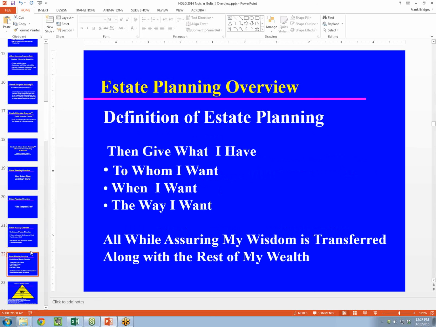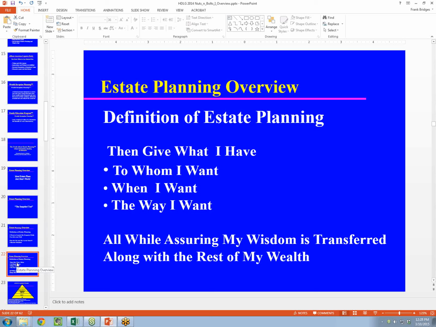And the last part of the definition says, all while assuring my wisdom is transferred along with the rest of my wealth. And that gets back to the Allianz study. What we want to make sure is that people have the ability to transfer their stories, their wisdom, the kinds of instructions that they want to leave behind to the people they care about, not just to transfer their particular assets. And this year we're going to be focusing a little bit more on how we can provide a better medium in our Step 2 program to help people with that aspect of their planning.